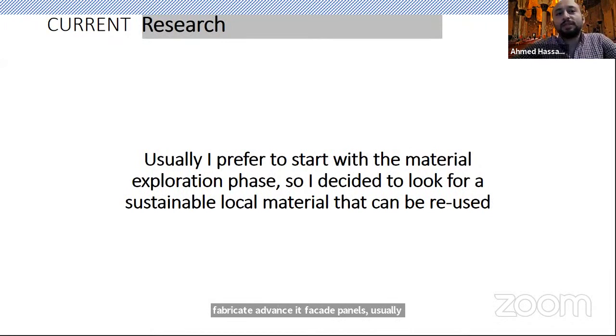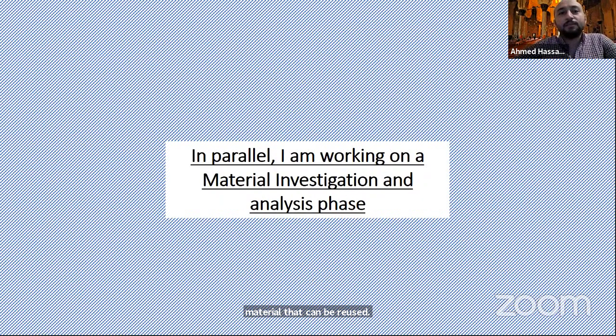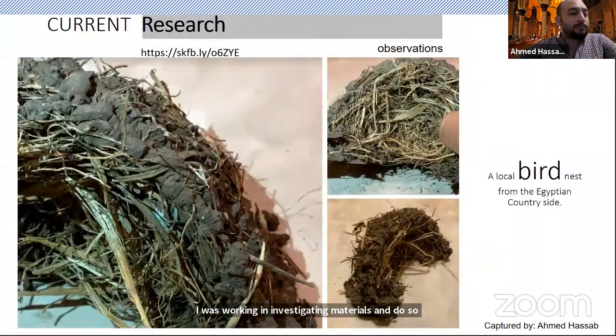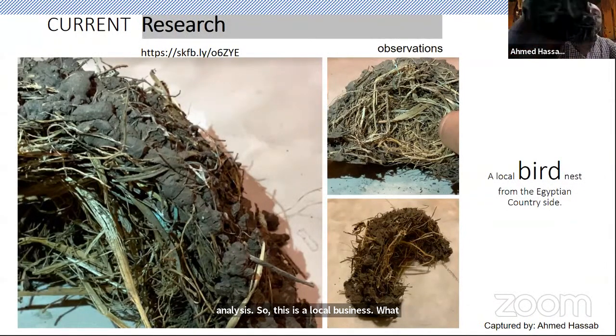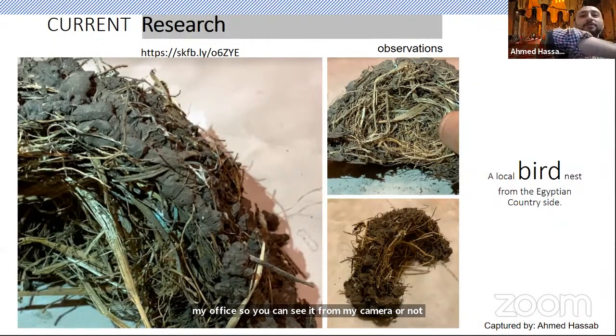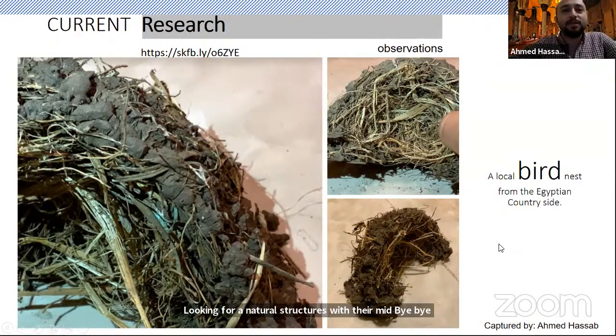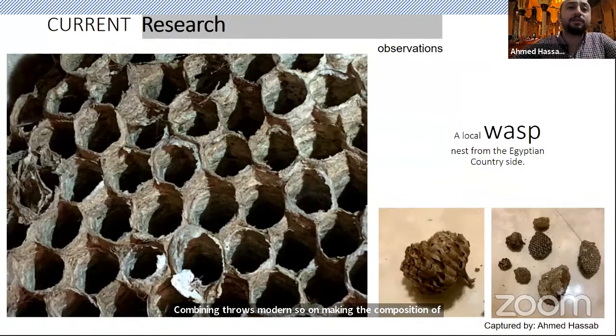Usually, I prefer to start with a material exploration phase, so I decided to look for a sustainable local material that can be reused. In parallel, I was investigating materials and doing some analysis. So this is a local bird nest, which I have now in my office. I don't know if you can see it from my camera or not, but these are images from this nest. I went to the countryside looking for natural structures made by birds and wasps and so on. And this is one of the nests made by a bird, combining straws, mud, and so on, making a composition of a hanging structure.